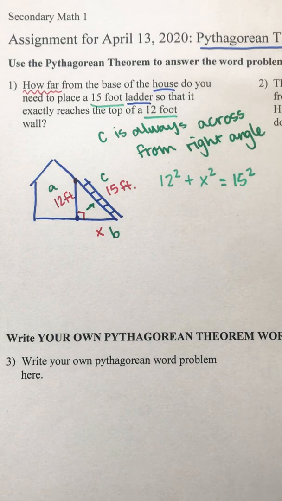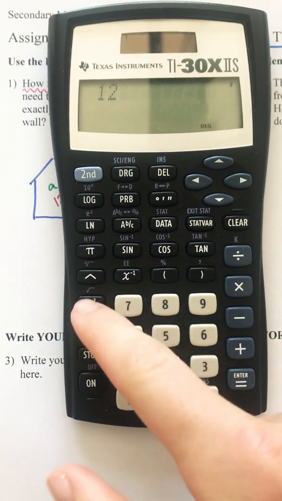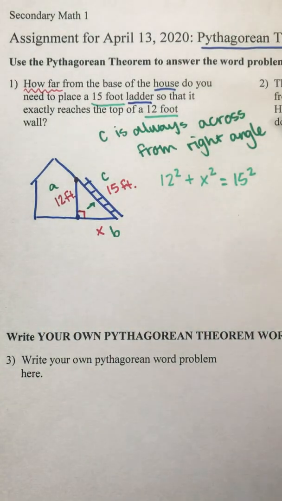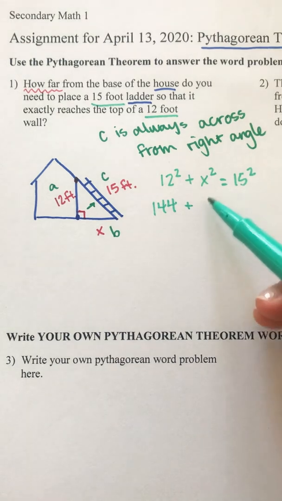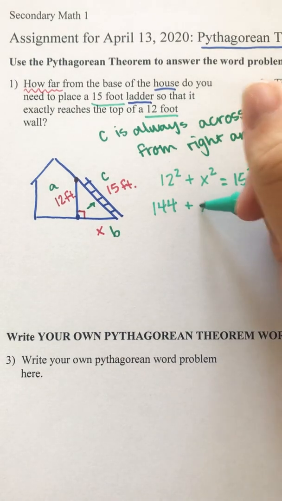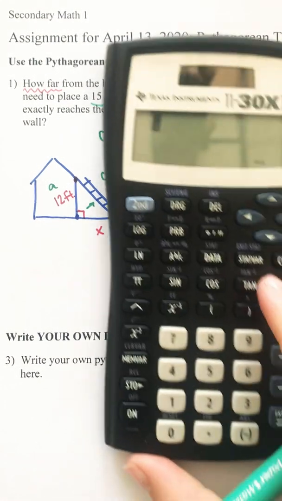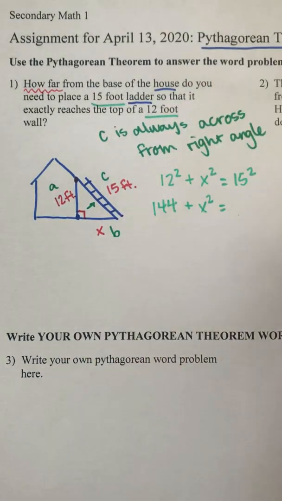Okay, perfect. So now we can start to simplify. Okay, well we know what 12 squared and 15 squared is. If you have a calculator, you can go ahead and use that. Okay, just to show you guys, we know that 12 squared, or 12 times 12, is 144. So I can simplify that to 144. Plus X squared. X we don't know. That has to stay X squared. Equals, okay, 15 squared in my calculator now. 225.